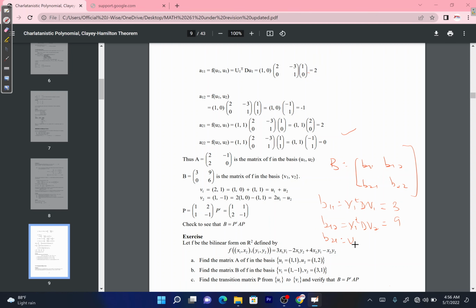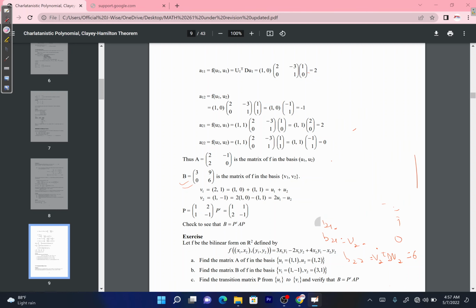B21 is given by V2 transpose DV1. When you solve this, you get 0, and B22, that's V2 transpose DV2, you get 6. So that's what we have here. That's how we were able to generate our matrix B. And for the third question, we are to form our transition matrix P.